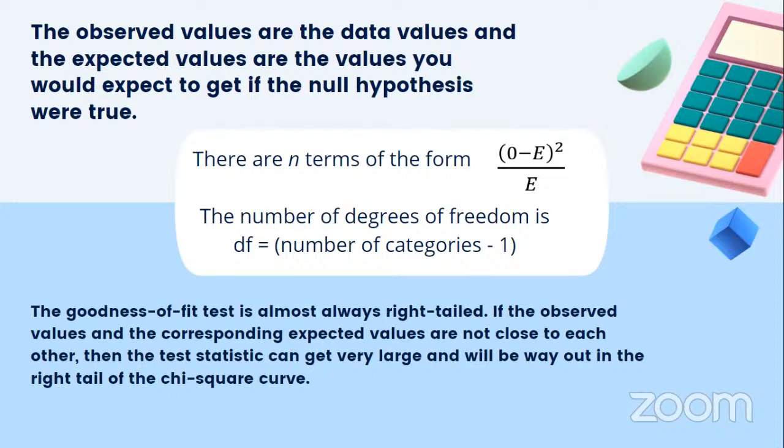There are n terms of the form. The number of degrees of freedom is df, or number of categories minus 1. The goodness of fit test is almost always right-tailed. If the observed values and the corresponding expected values are not close to each other, then the test statistic can get very large and will be way out in the right tail of the chi-square curve.